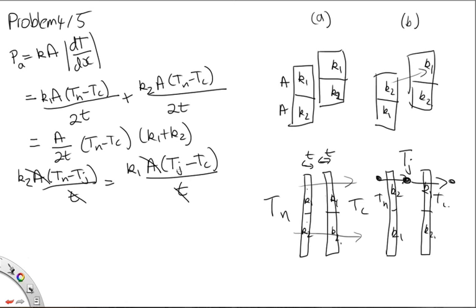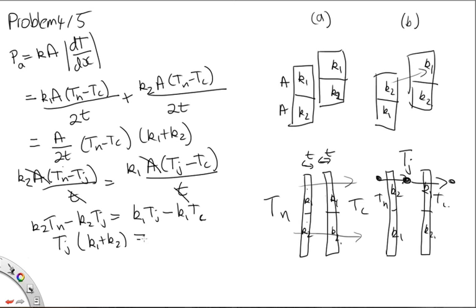What we're trying to actually do is get an expression for TJ, the temperature in the middle. So we can write this as K2TH minus K2TJ is equal to K1TJ minus K1TC. So putting all the TJs together, we've got (K1 plus K2) TJ equal to K2TH plus K1TC, and so the temperature of the junction is equal to (K2TH plus K1TC) over (K1 plus K2).